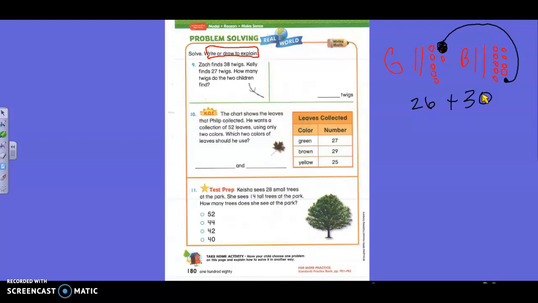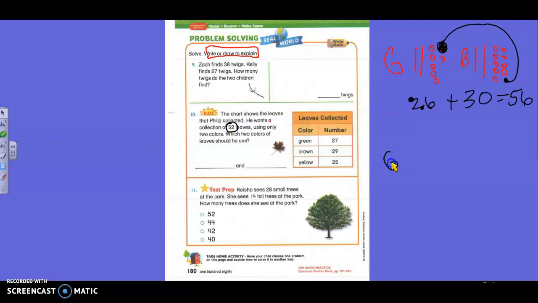What does that equal? 30, 40, 56. Is that what we want? No. We want 52. So it's not going to be brown and green. Should we try green and yellow? Yes. I knew it was green.